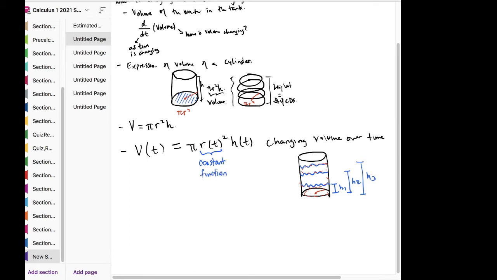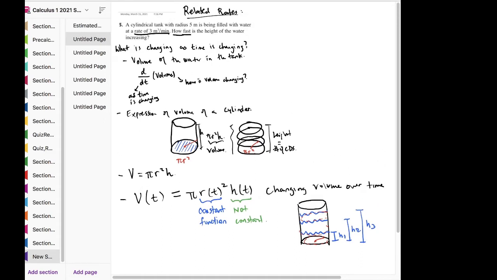But h is changing, right? This is not constant. It's helpful to establish this before even talking about the derivative because it makes it easier. Okay, so now let's look at our statement again.